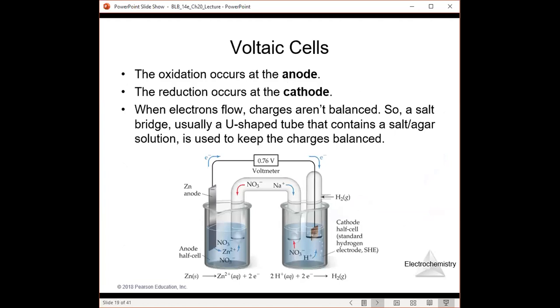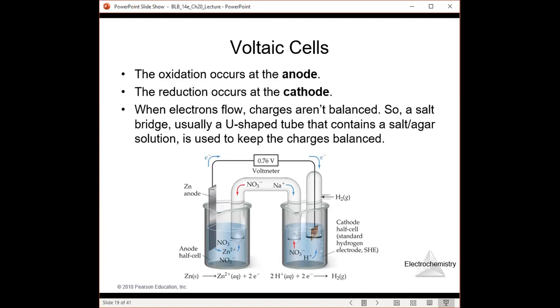Now, just like batteries, you got oxidation that occurs at the anode, and reduction occurs at the cathode. Now, electrons flow, and the charges have to be balanced. So what we do is add what we call a salt bridge. This is a U-shaped tube that contains a salt/agar solution to keep it balanced.